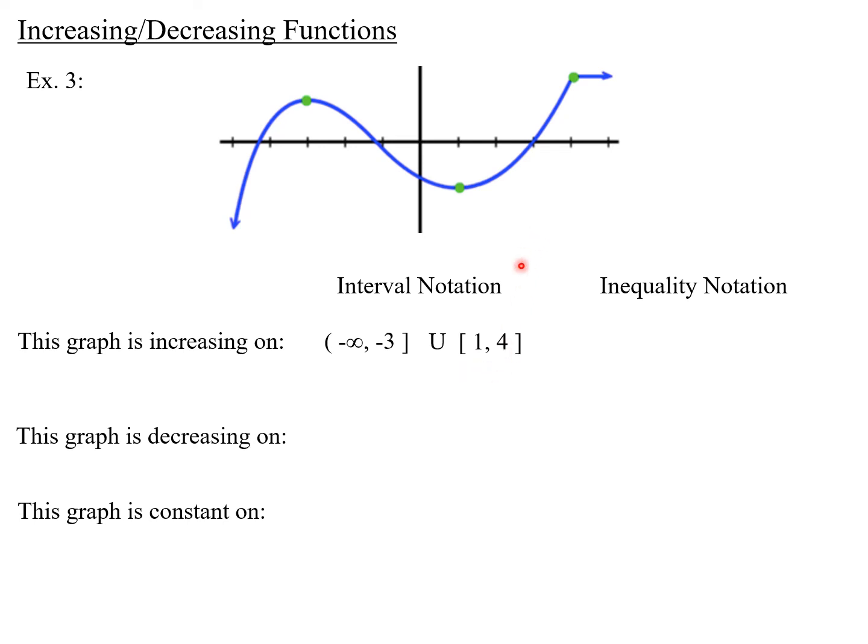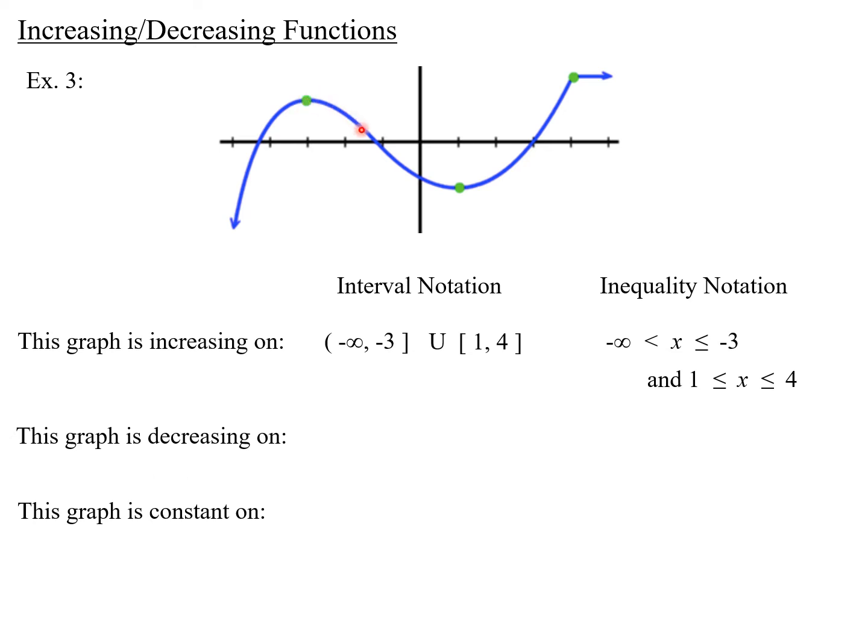Let's write this in inequality notation. The first interval is represented as such: x is between negative infinity and -3, non-inclusive on the infinity side and inclusive on the -3 side. And then between 1 and 4, inclusive on both ends. So that's how we can write that in inequality notation.